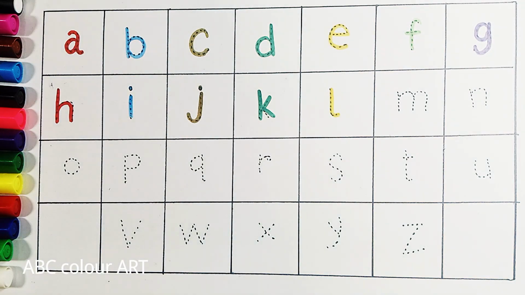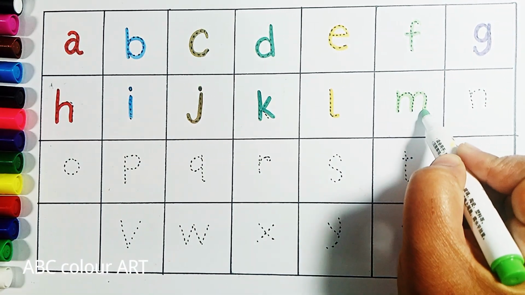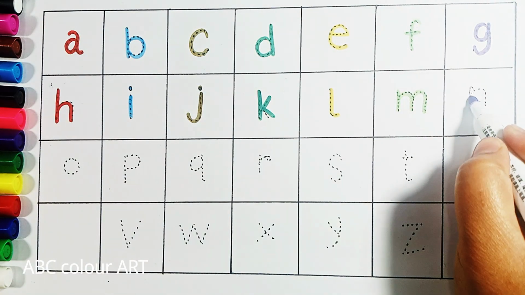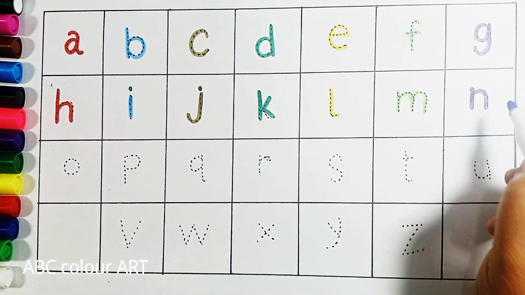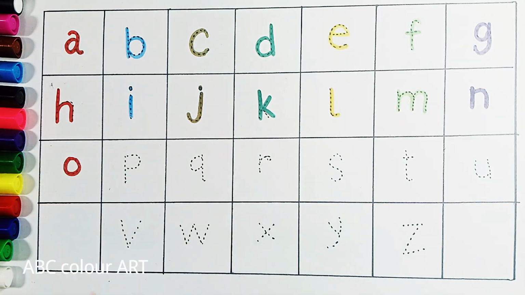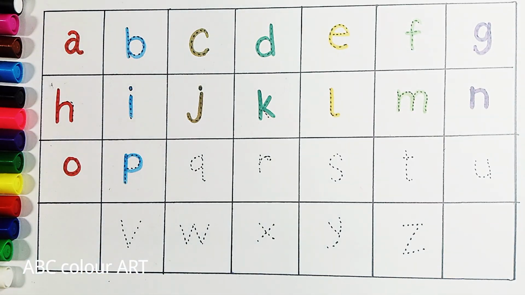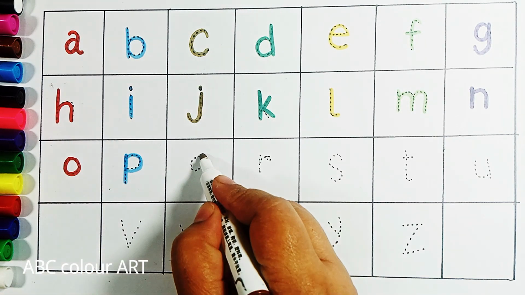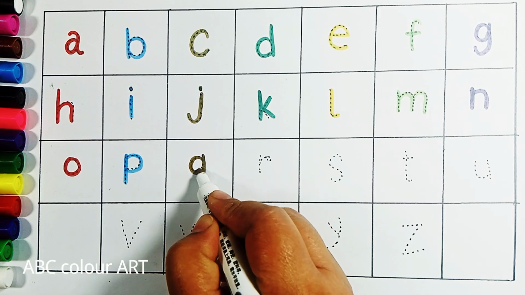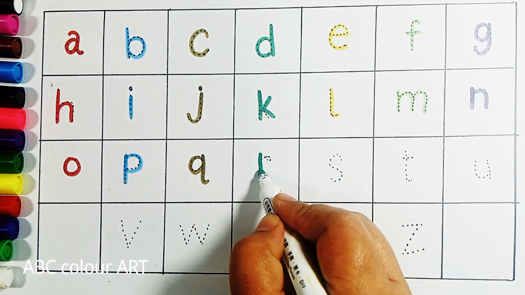L is for lemon, light green color. M is for mango, purple color. N is for nose, red color. O is for onion, sky blue color. P is for pumpkin, brown color. Q is for queen, sea green color.